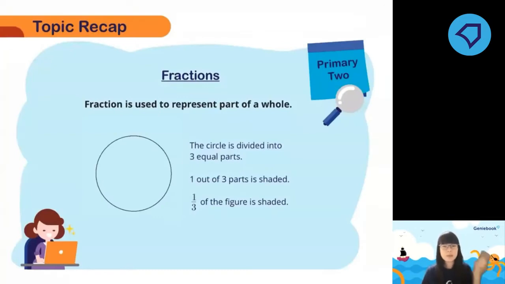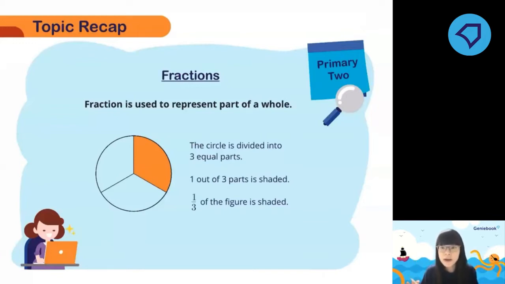This is what you have learned in primary 2, so you need to know, okay? Fraction is used to represent a part of a whole, correct? For example, you have one whole circle over here, one whole pizza. We are going to cut the circle into 3 equal parts, okay? So let's cut it out. There we go. Now, I am going to shade one out of the 3 parts over here. And then we will say that 1/3 of the figure is shaded because it's 1 out of 3 parts that's being shaded, correct?